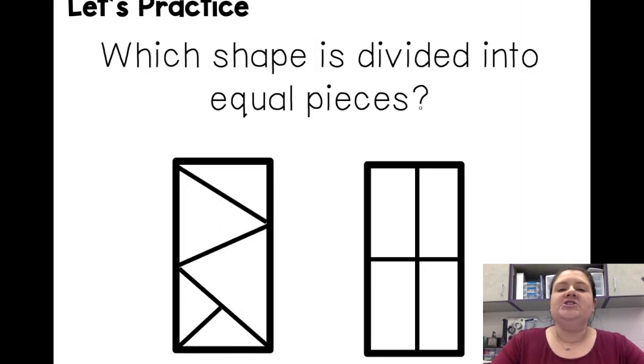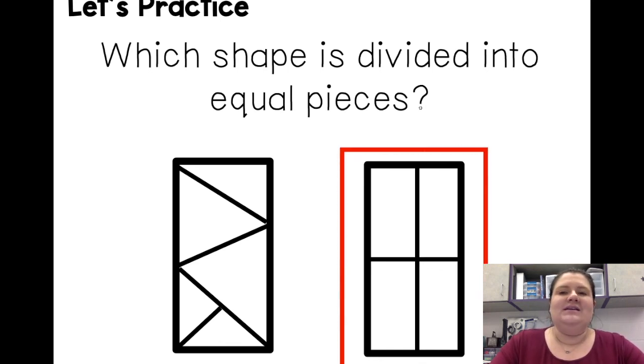All right, which shape is divided into equal pieces? That means they are all the same shape and size. Now, if I look at this rectangle right here, it looks like it almost is divided into equal pieces, but this bottom triangle right here is actually split into two, so no. This rectangle right here on the right is divided into equal pieces.